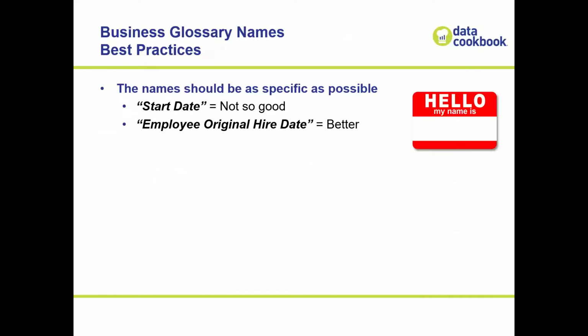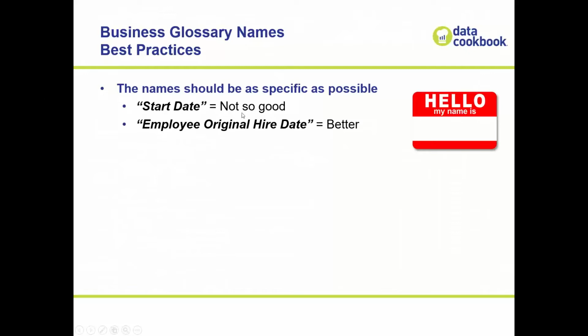But you have the power of context and specificity to help you. So we'll talk about that in a minute. So a couple of best practices here around names. First of all, the name should be as specific as possible. If you have a name like start date, that's not very good, because frankly, it's going to immediately eliminate your ability to not have more than one of the same definition.